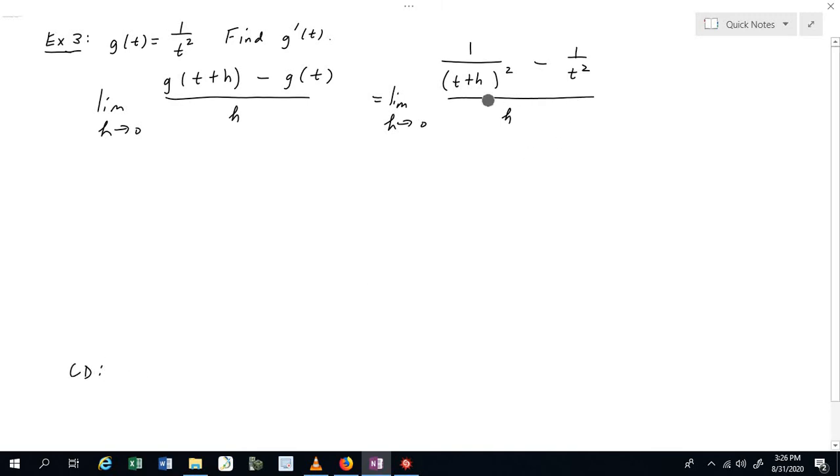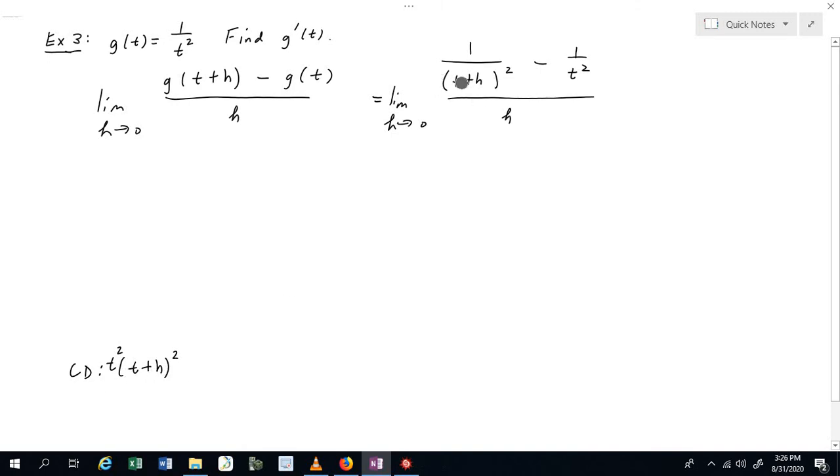I think you can see that (t plus h) squared is one factor that appears here, but then you also have a t squared factor over here. And so the common denominator would be both of those factors multiplied together. I'm going to put the t squared in front. The order doesn't matter in which you multiply. It just looks a little nicer if you put it in front. So that's my common denominator.